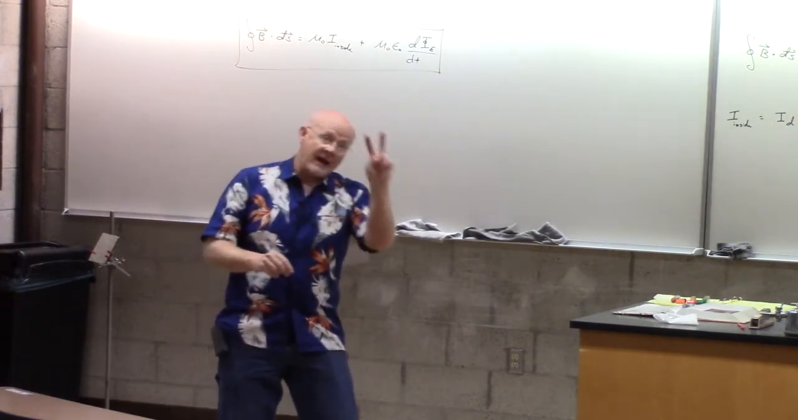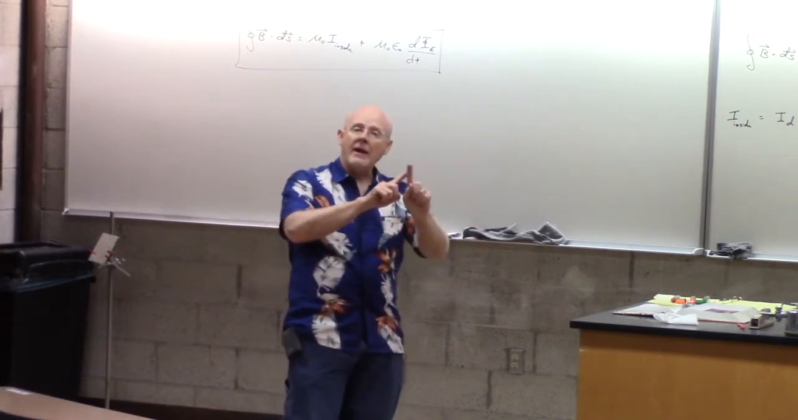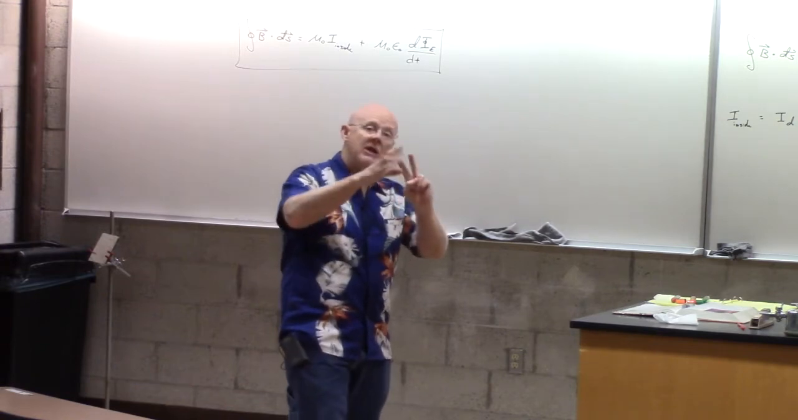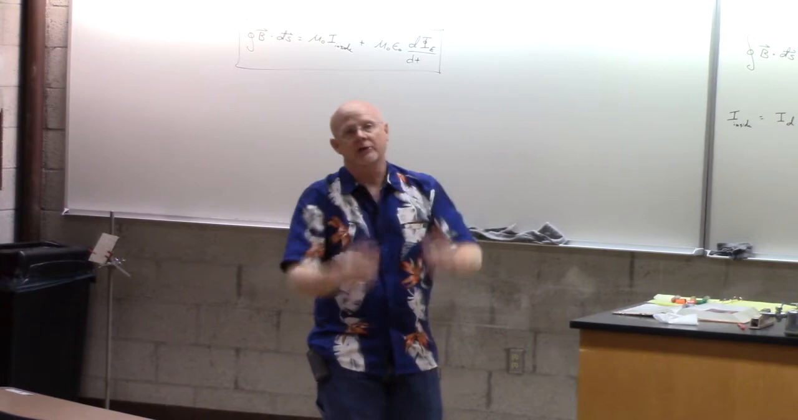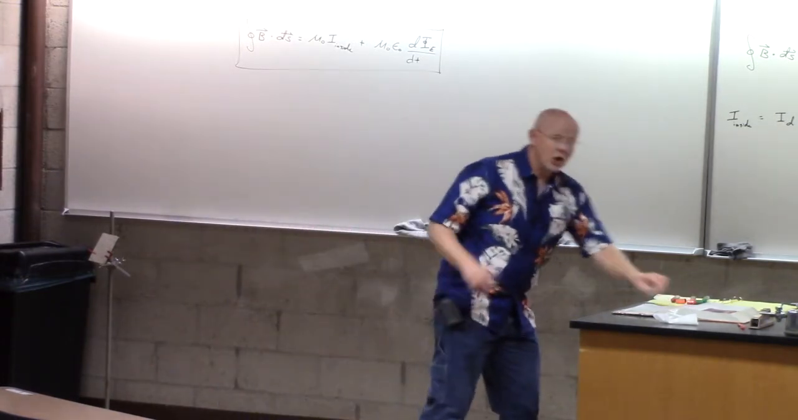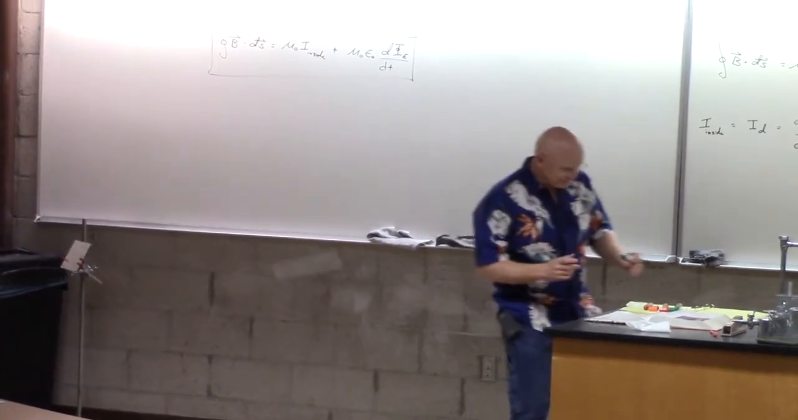But there's also now two ways to make a magnetic field. One you already learned, it's Ampere's law, and the one I'm trying to introduce you to today is the second way to make a magnetic field, which is by a changing electric field or changing electric flux. And so that is this added piece.